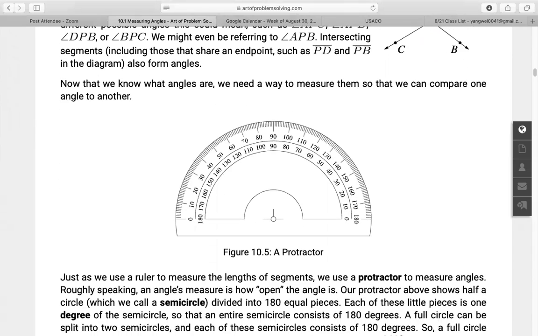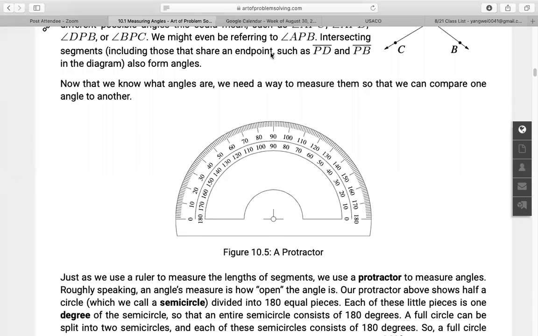Now this is a protractor. Okay, you need to prepare this to learn this chapter and also maybe later to learn geometry. You need to use a protractor. Okay, this one is called a protractor. To use this one, it's very easy.